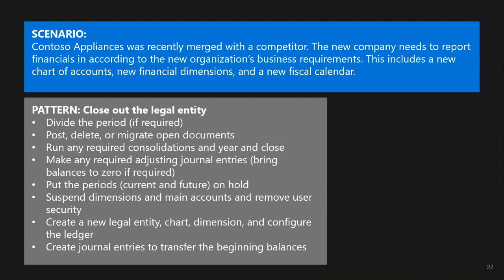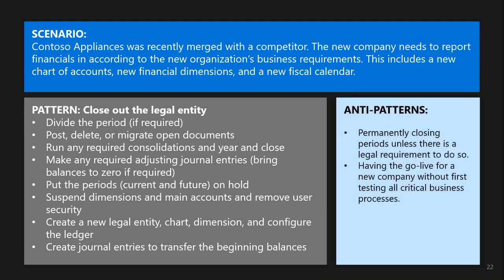And then you're going to make that new legal entity, copy in, create your new chart, create your new dimensions, configure the ledger the way it should be for this new company, and create journal entries to transfer those beginning balances. Now, obviously, this is a very simplified list, and to Eric's point, we are working on some detailed docs that will outline all these steps that you need to go through, but this is a good high-level outline.